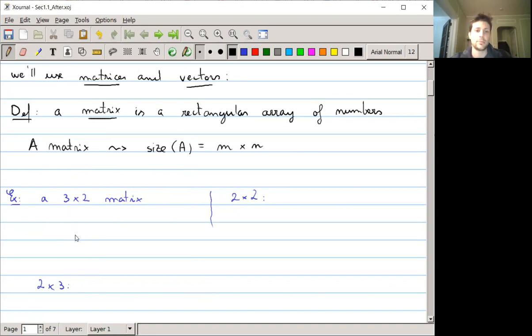We'll draw an example in a second, but one thing that you want to keep in mind throughout this class and for all the future mathematics you'll encounter is that the size of a matrix is written like this, m by n, where the first term is the number of rows of A, and the second term is the number of columns of A.